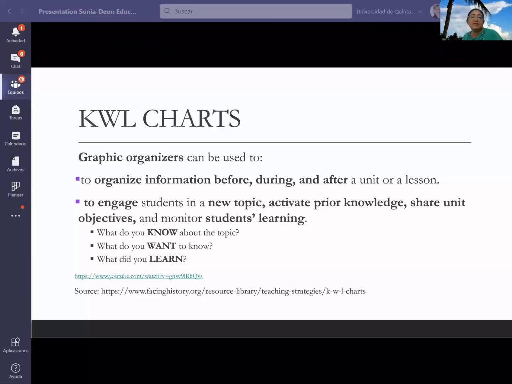It activates a certain way what you already know, no? It activates your prior knowledge. And also it helps you to analyze and to think on what you want to know about the topic. And then at the end, you can see what you have actually learned. And that's why it says KWL. K is know what you know about the topic, and W, what you want to know, and L at the end, what did you learn?